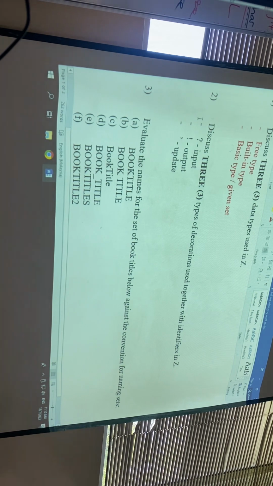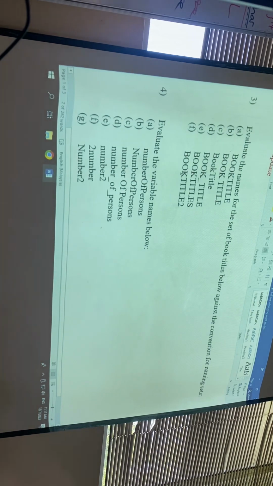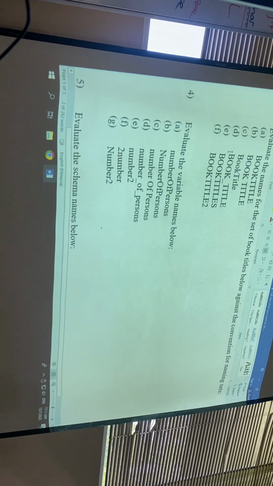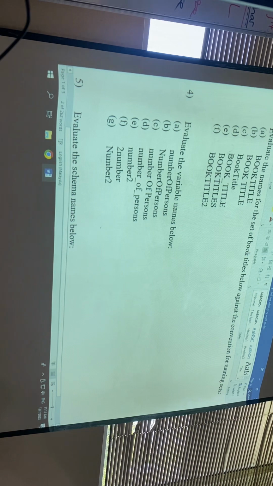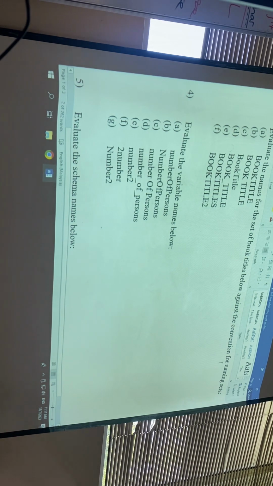So you have three declarations: question mark, exclamation mark, and prime symbol. Question mark is to show the input, exclamation mark is to show the output, whereas the prime is to show the update of your data inside your schema later. So all these we will use later inside our Z schema. Question number 3 here: the name of the set for book title below goes against the convention of naming.